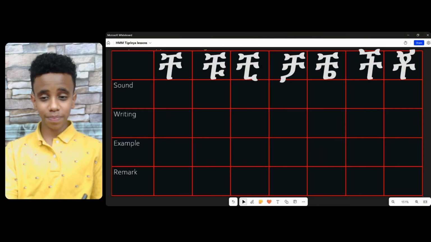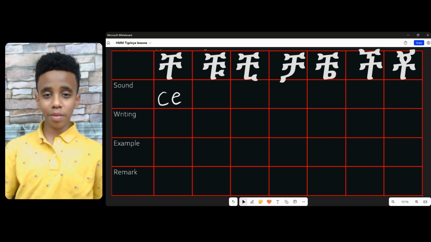Letters. Okay, let's go to our first letter. Our first letter is the letter Ch. And you can write the letter Ch in English by just writing C-E.